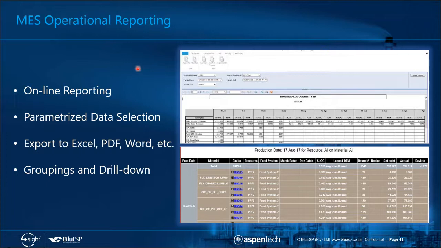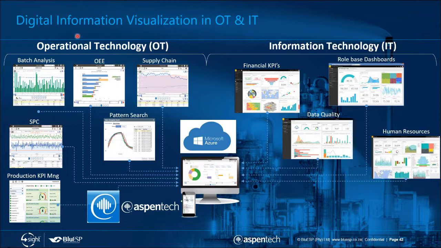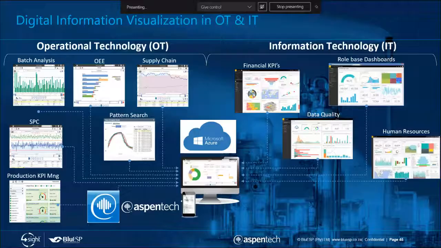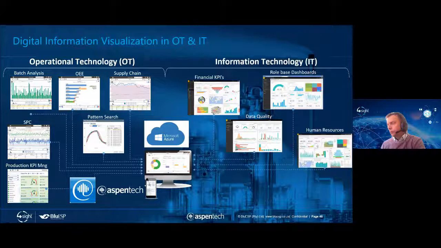As a final comment here, there's a big drive in the digital information journey, where we are basically converging the OT and IT. I've shown you some of the examples here. Next week, we will go into some of the metal accounting detail. So this is my last slide. At this point, I want to hand over to Darryl for the Q&A. Thank you, Darryl.